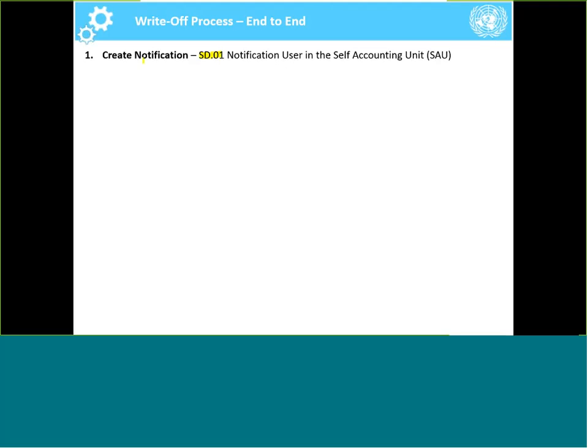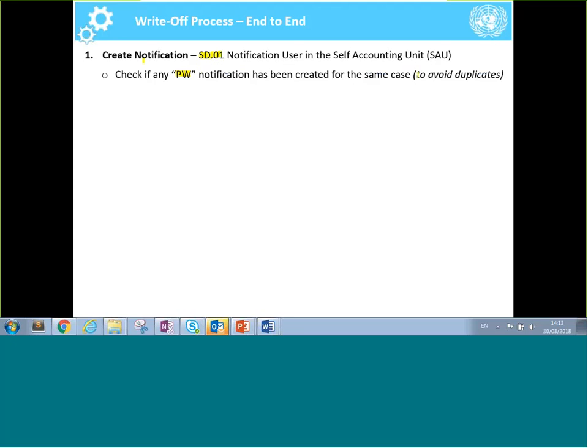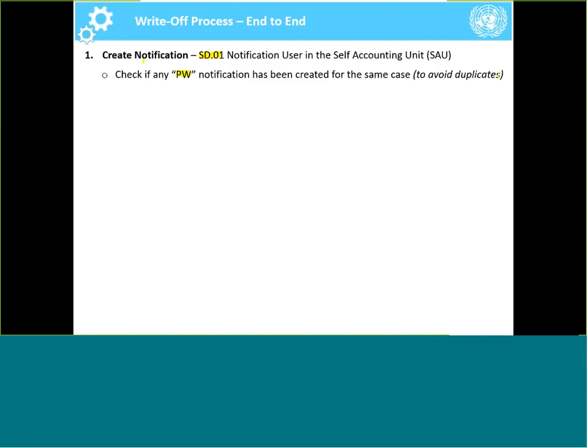But before doing that, we need to make sure that the equipment is not being written off in a different notification. So, let's say you receive or you want to initiate a write-off case for a particular equipment. The first thing you need to do before creating any notification is to make sure that there is no other write-off notification that has been created for the same case. And this is a common issue that has been detected by HQ, and it usually happens in the missions. We have been seeing duplicates, notifications created for the same equipment number.